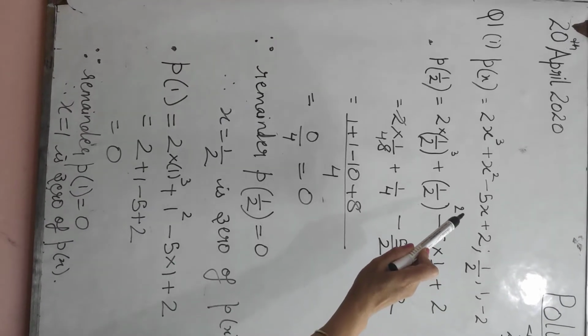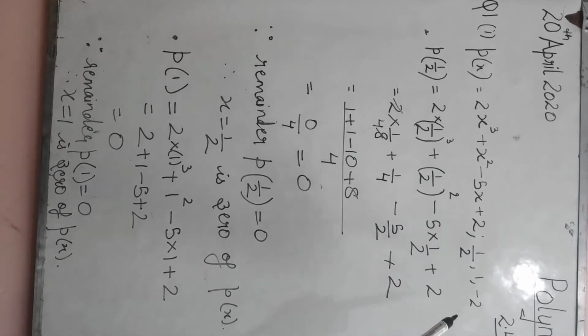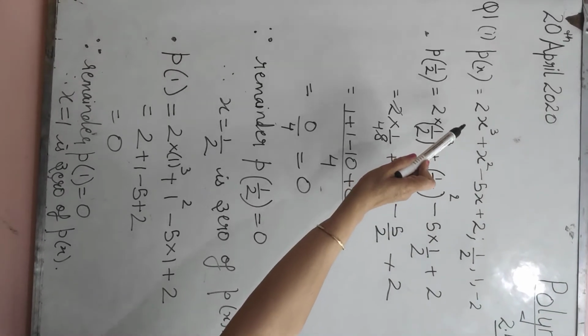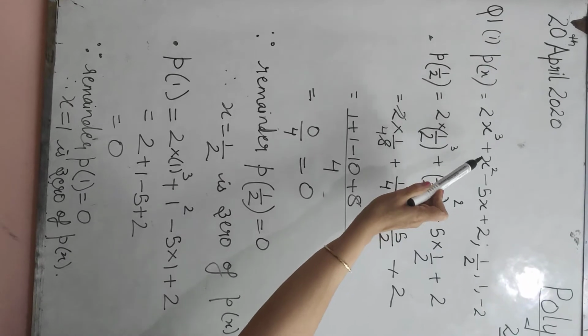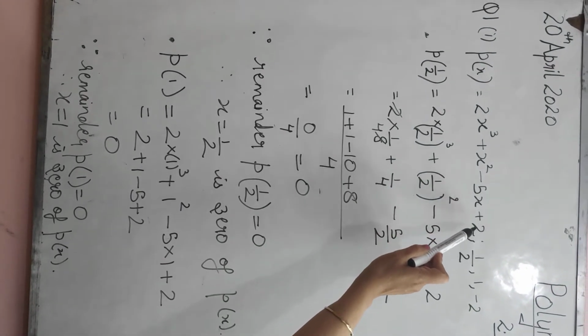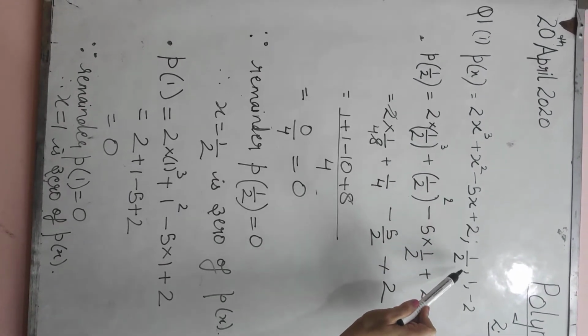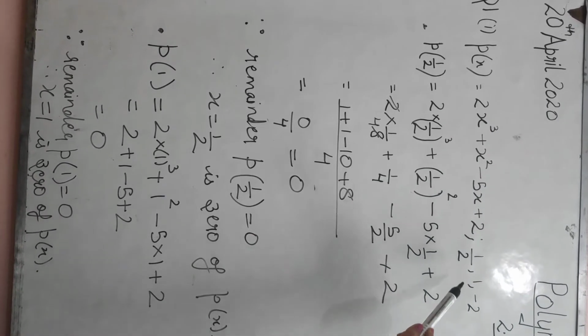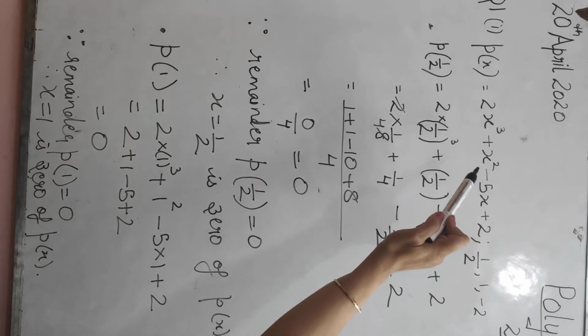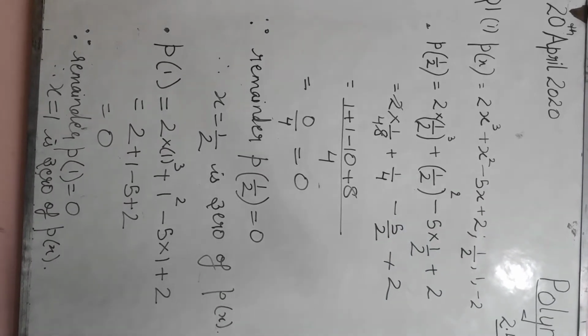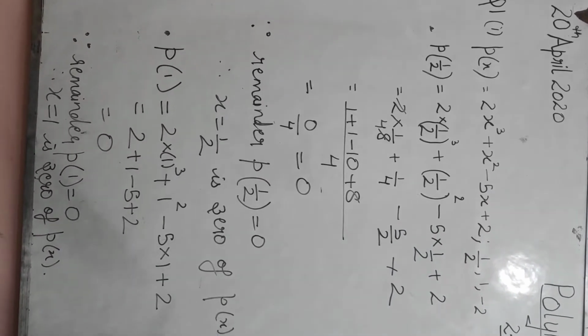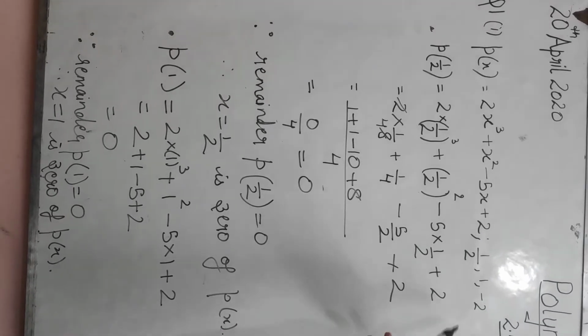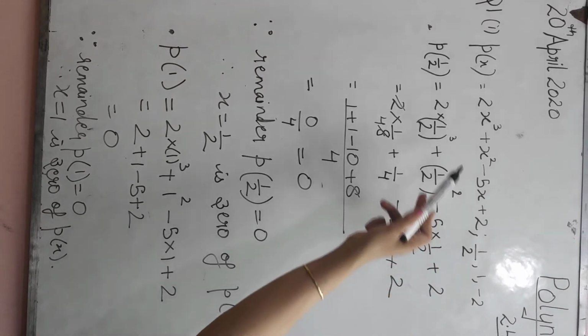Okay beta, this is the polynomial given. Let us name the polynomial as p of x is equal to 2x cube plus x square minus 5x plus 2, and the zeros given are 1 by 2, 1 and minus 2. हमें वेरीफाई करना है क्या ये इसके जीरोस हैं. तो जैसे हम 9th क्लास में रिमाइंडर फाइंड करते थे तो we will find the remainder. That means we will find p of 1 by 2.